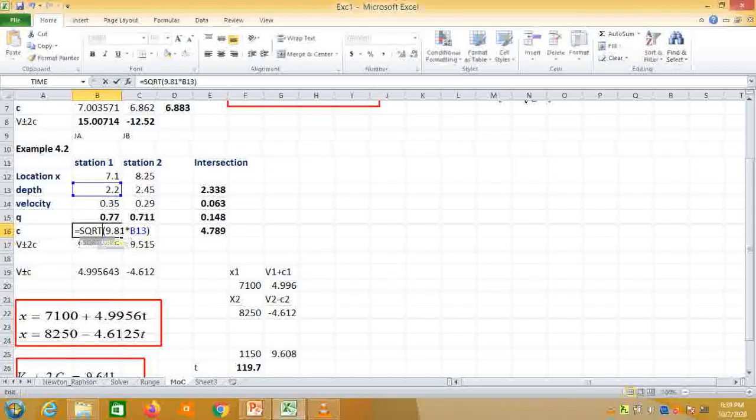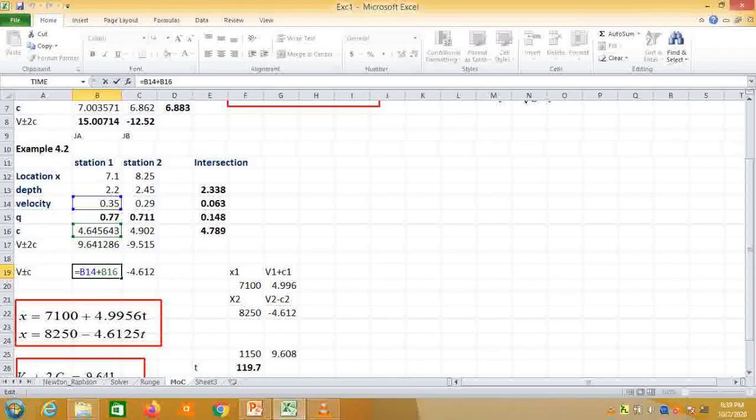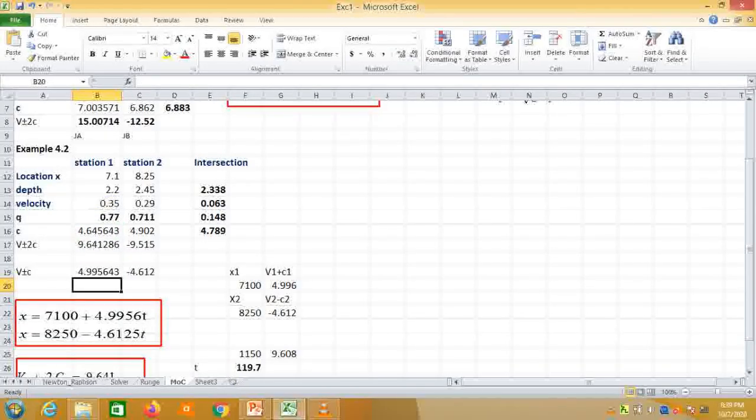And the celerity is 4.902. So this is the velocity plus the celerity. So obviously it's this one plus that, which is 4.9956. So this term is 4.9956. And then this one is for station number 1.